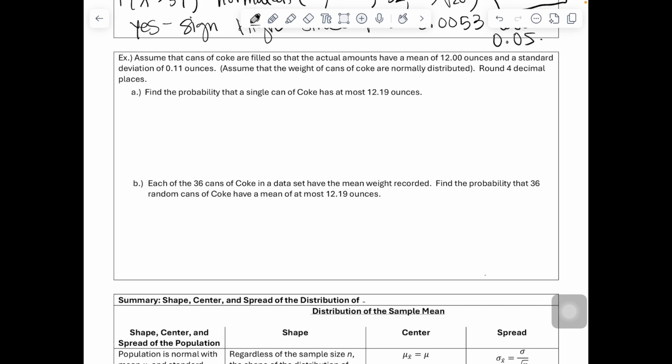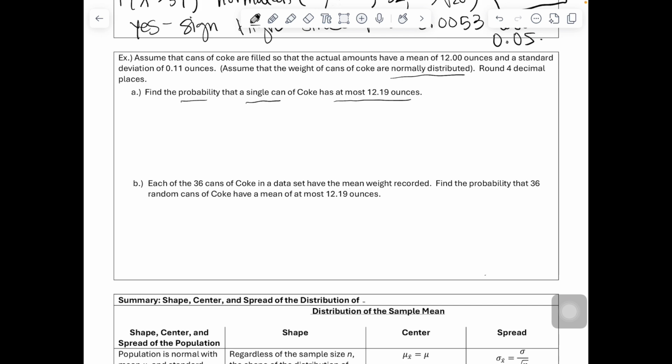The example right below says assume that cans of Coke are filled with actual amounts that have a mean of 12 ounces and a standard deviation of 0.11 ounces. Assume that weights of cans of Cokes are normally distributed. Round your answers 4 decimal places. So let's look at part A and part B together. So part A says find the probability of a single can of Coke having at most 12.19 ounces.